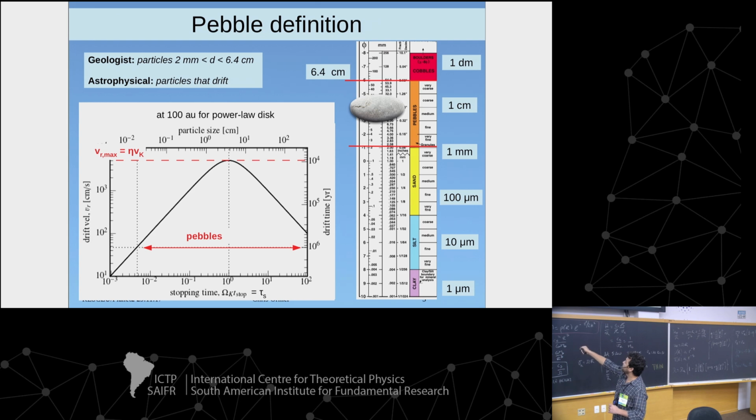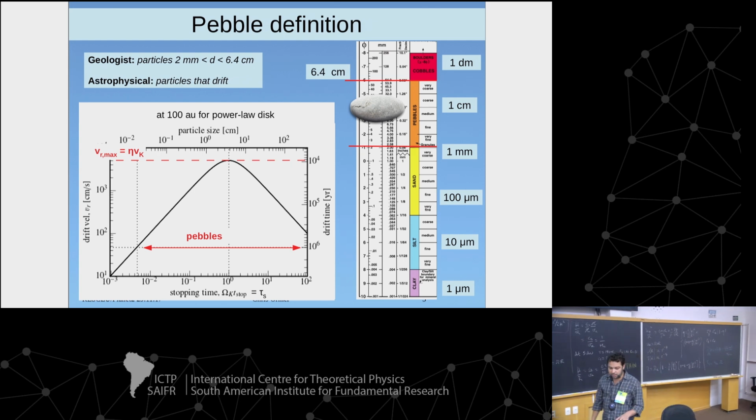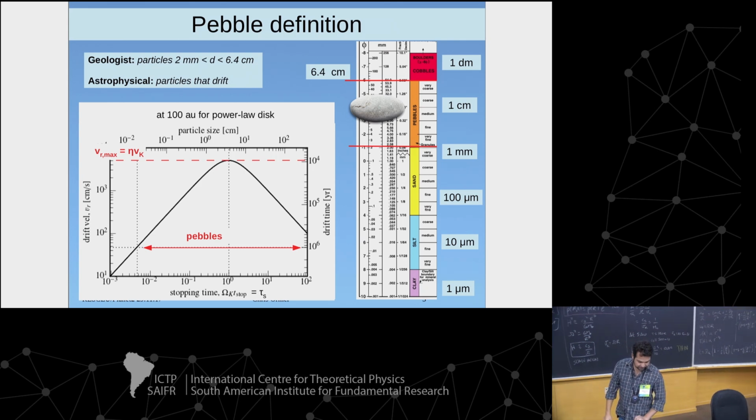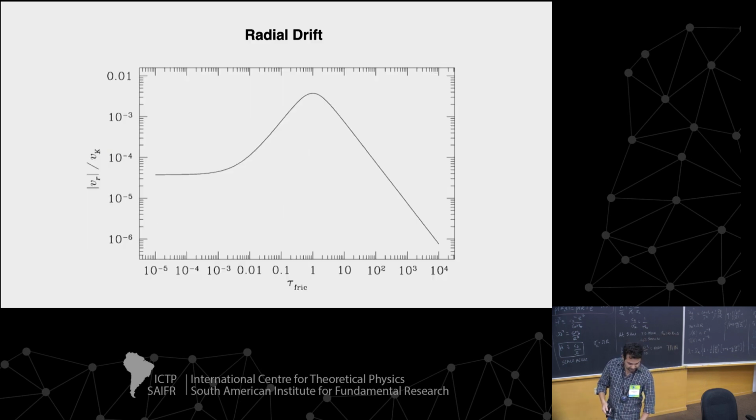So we're talking about things that are millimeter in size to things that are about meter in size, right? So when you talk about pebbles in the context of planet formation, we're talking about stuff of this size, things that are drifting, around this peak here of drift. According to that plot, stuff would be growing until they drift, which was about meter in size.